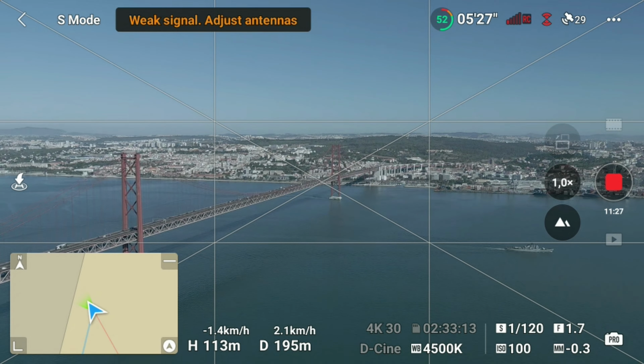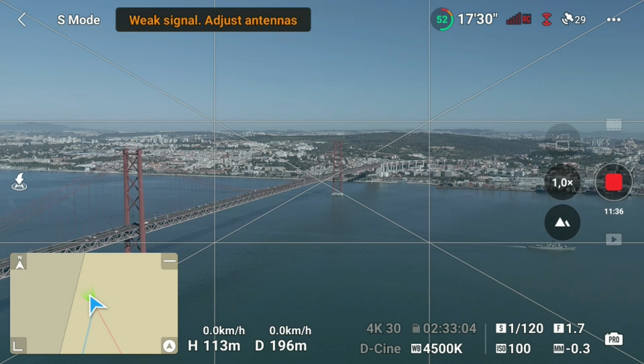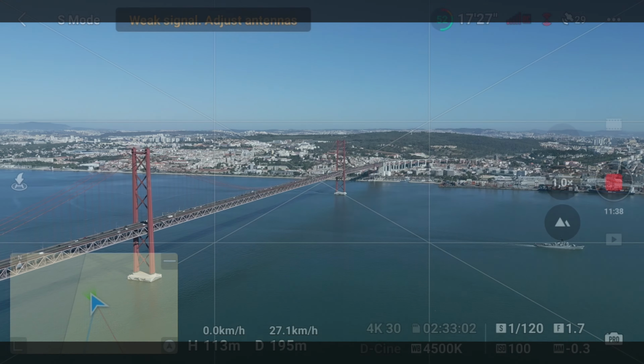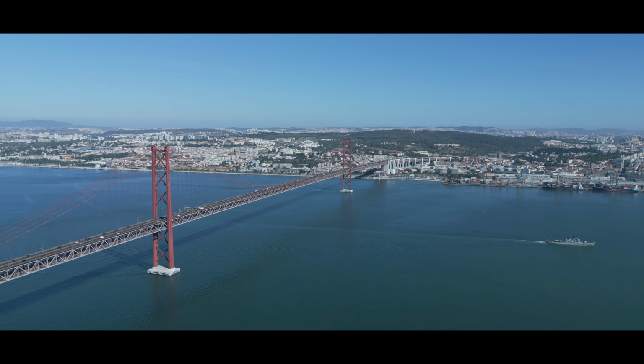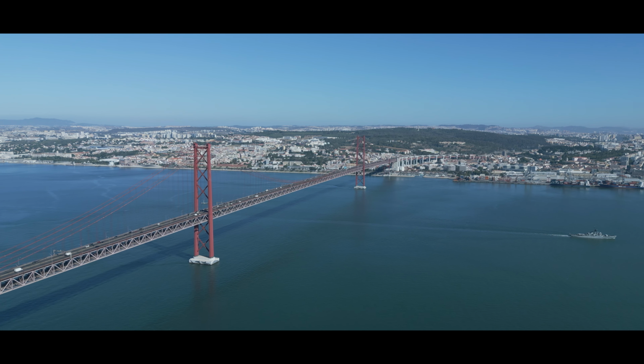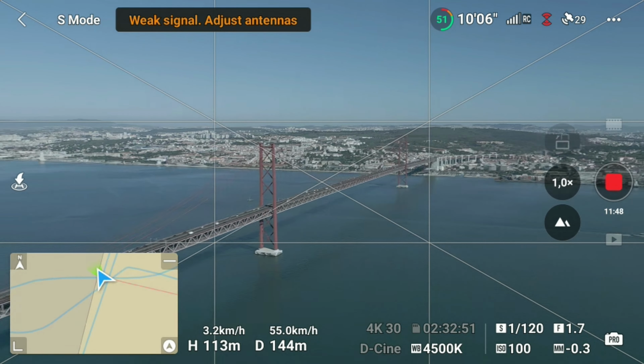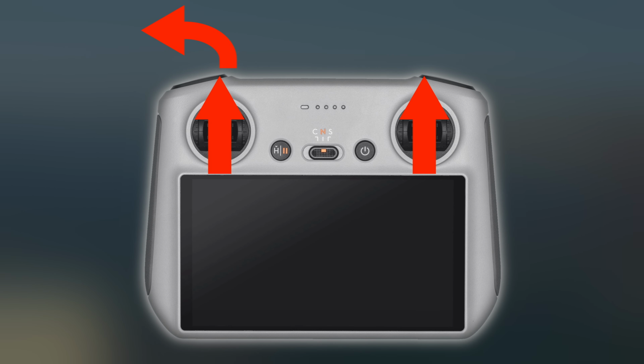For our next shot, we are going to capture the 25th of April bridge by just moving backwards and left. Next, we are going to move forwards, up and tilt the camera down.